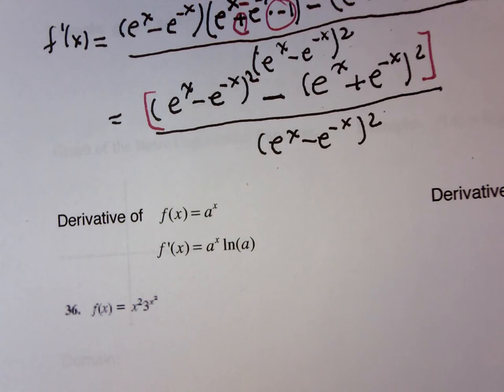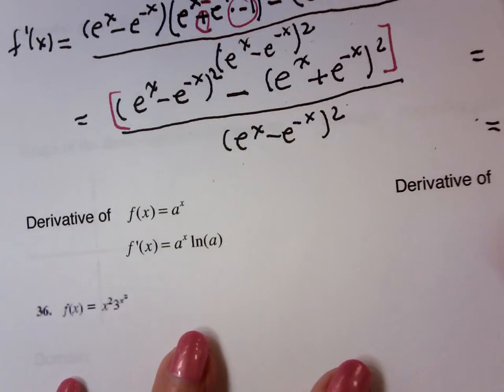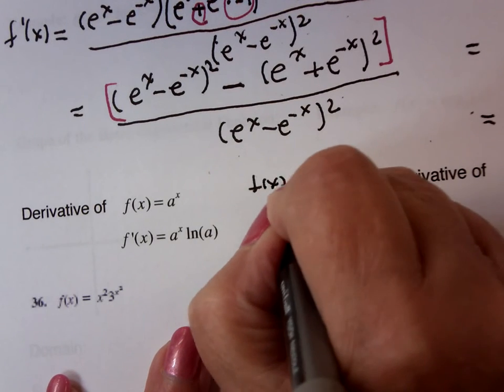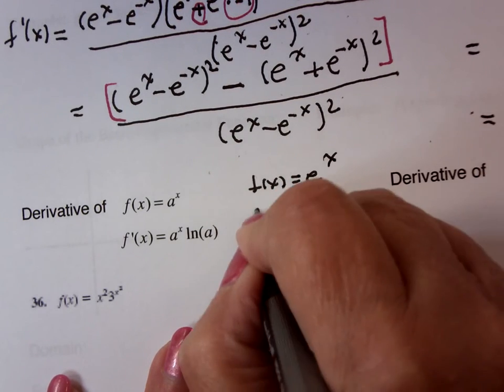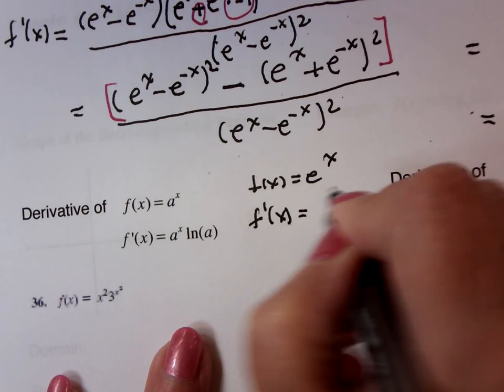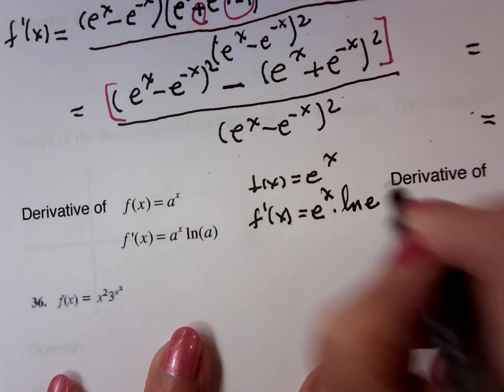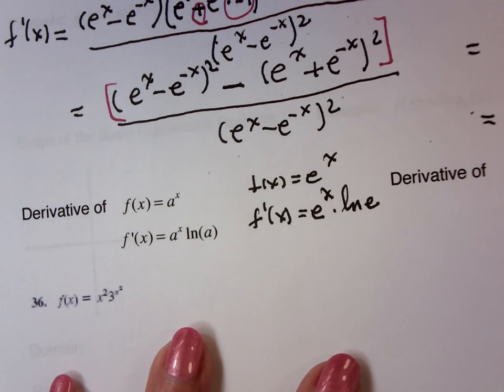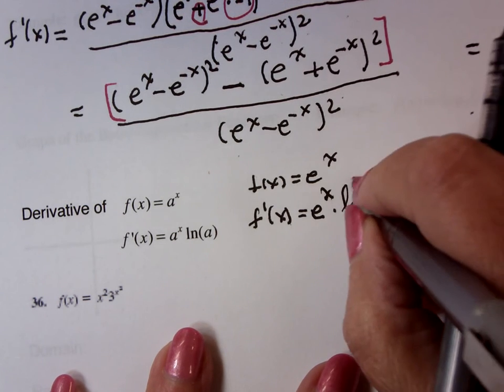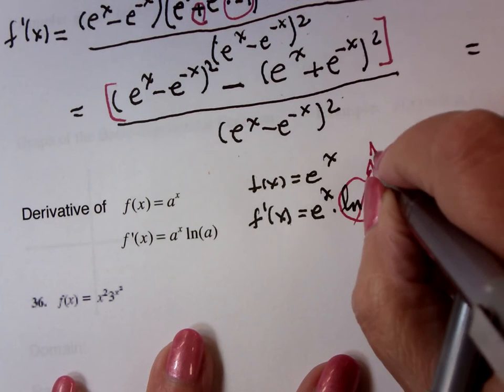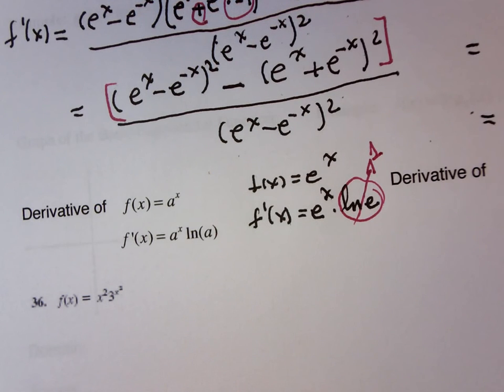Now that works the same if it's E. If f of x equals e to the x, f prime of x is equal to e to the x times the natural log of e. Anybody remember what the natural log of e is? 1. It's there because it's 1, we just don't put it there. That's why we say the derivative of e to the x is e to the x. But it really is, it's got the natural log of a attached to it.